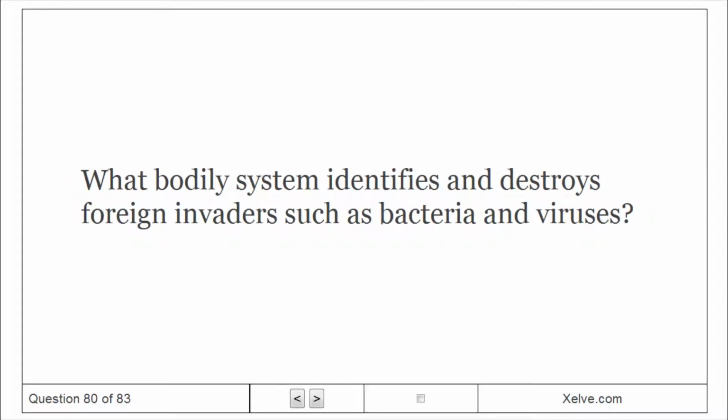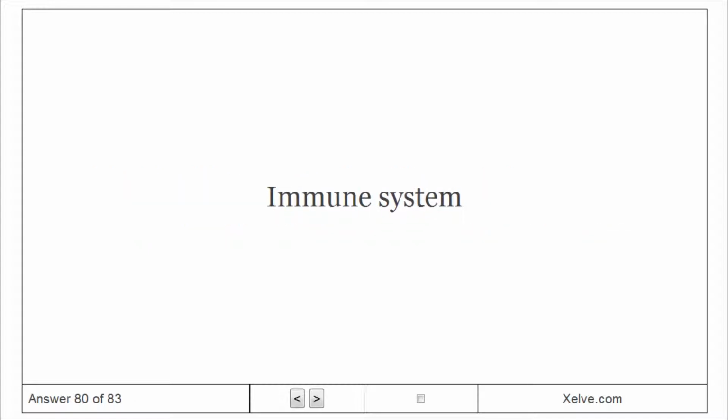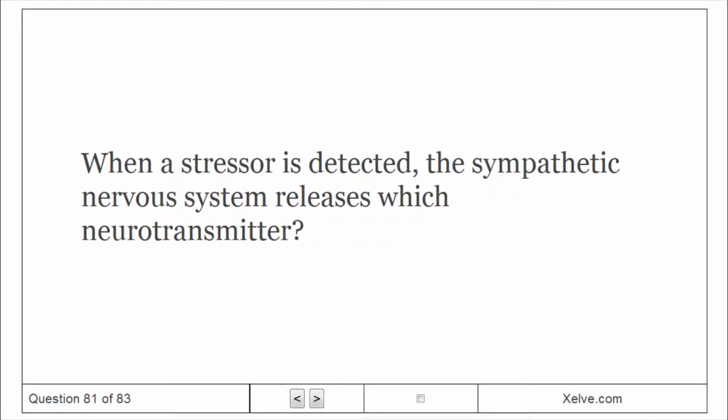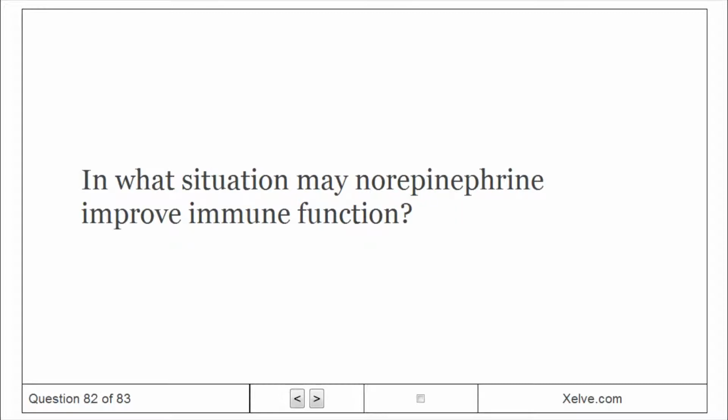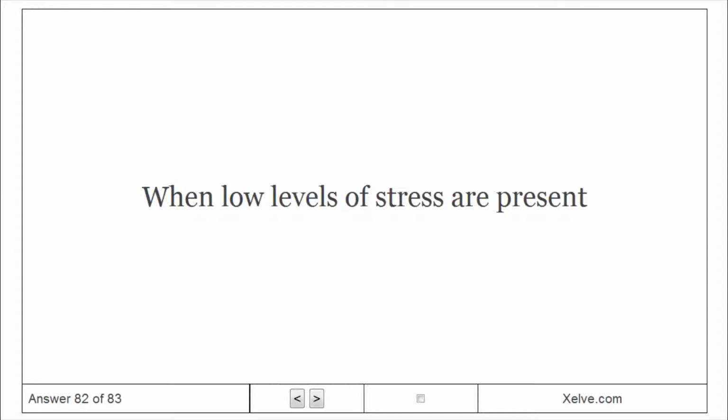What bodily system identifies and destroys foreign invaders such as bacteria and viruses? Immune system. When a stressor is detected, the sympathetic nervous system releases which neurotransmitter? Norepinephrine. In what situation may norepinephrine improve immune function? When low levels of stress are present.